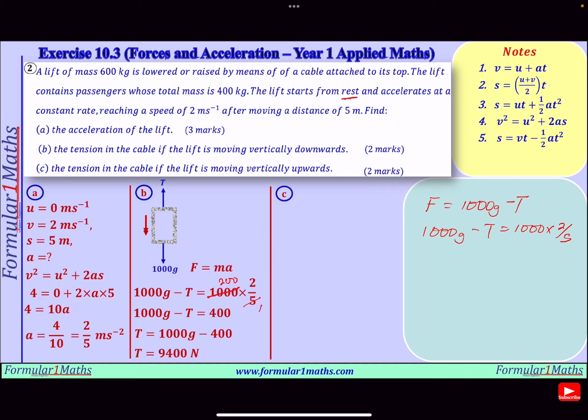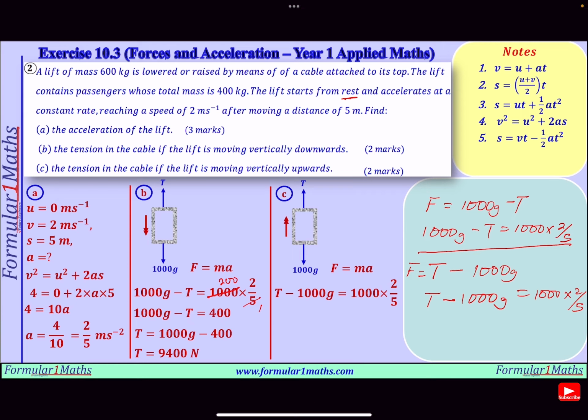For C, we do a similar diagram. The lift again has a total weight of 1000g newtons, and there's tension T in the cable. This time, the cable is moving up. So in this case, the resultant force moving the lift up is the tension minus 1000g newtons. That means T minus 1000g equals the mass, which is 1000, times 2/5. So we get this equation.